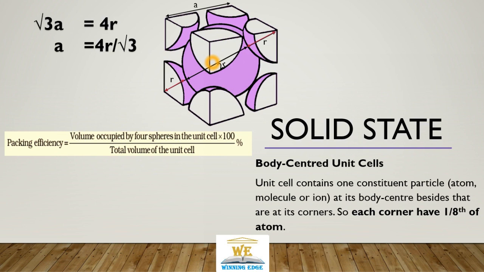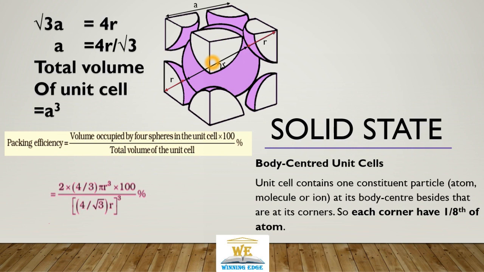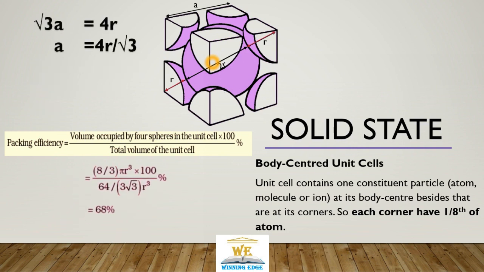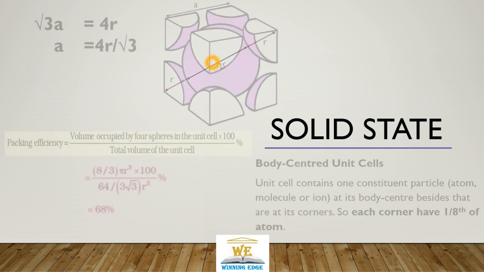Now let's calculate the packing efficiency. We know there are 2 atoms per unit cell. So it will be 2 into 4 by 3 pi r cube divided by a cube, which is (4r under root 3) cube. If we calculate this, packing efficiency comes around 68%, which is higher than our primitive unit cell. So the body centered unit cell has a packing efficiency of 68% compared to 52.4% in the primitive unit cell.